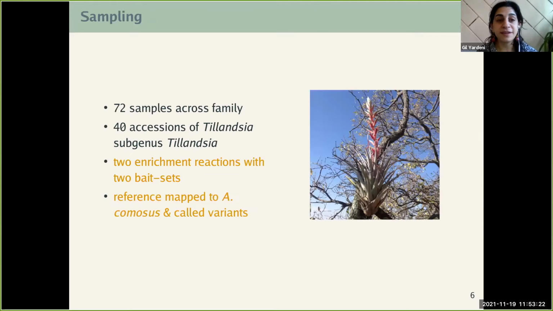For the comparison between the two kits, we sampled 72 samples from the whole Bromeliaceae family. We included 40 accessions from our focus group, the rapid radiation of Tillandsia. We performed 2 enrichment reactions, one with each bait set, and after sequencing, we reference mapped them back to the Ananas squamosus, and we call variants.